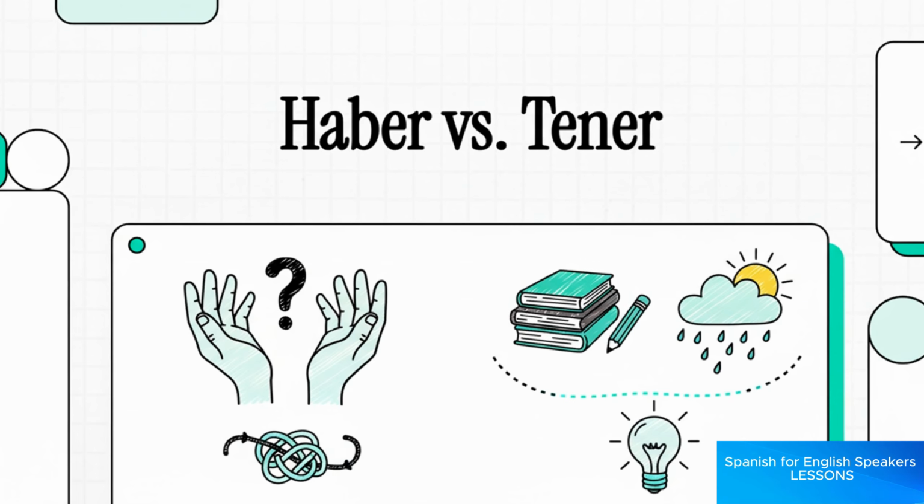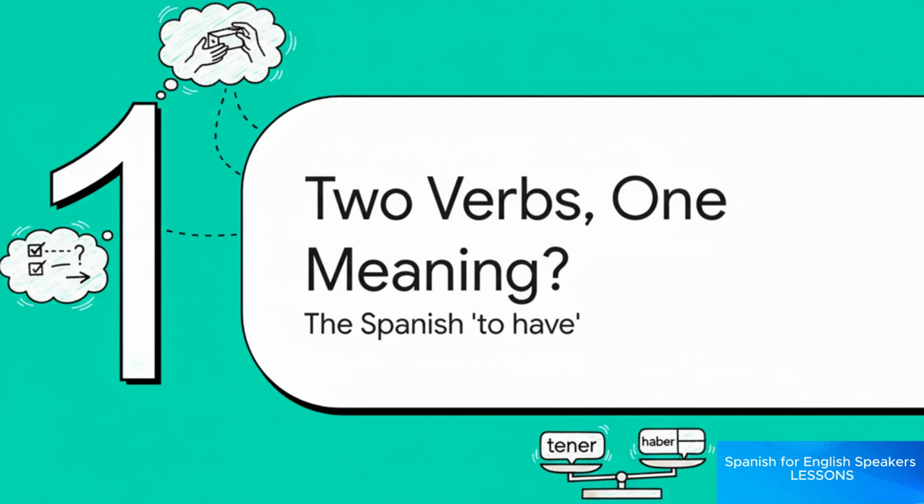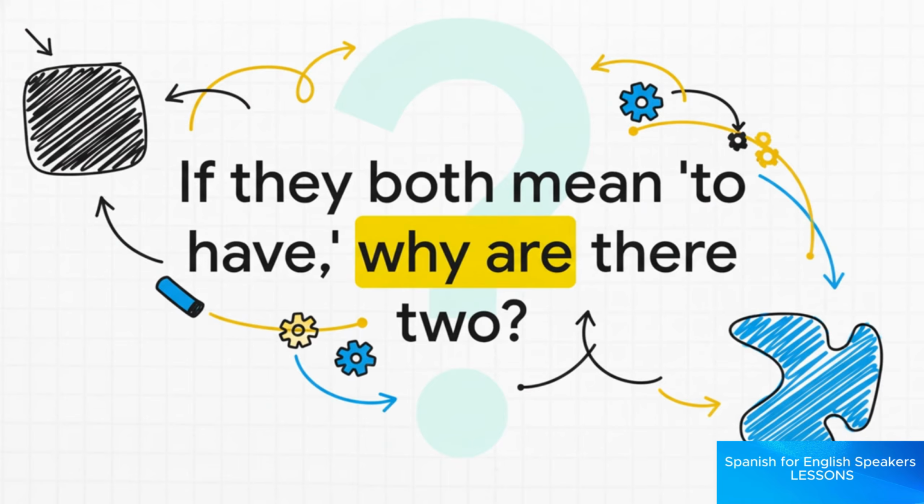Let's get into it. All right, so you've got these two verbs, tener and haber. And if you're coming from English, this is just weird, right? We use our one verb to have for a whole bunch of different jobs. But in Spanish, those jobs are split between two totally separate verbs, and figuring out which one to use is absolutely crucial. So yeah, this is the big one.